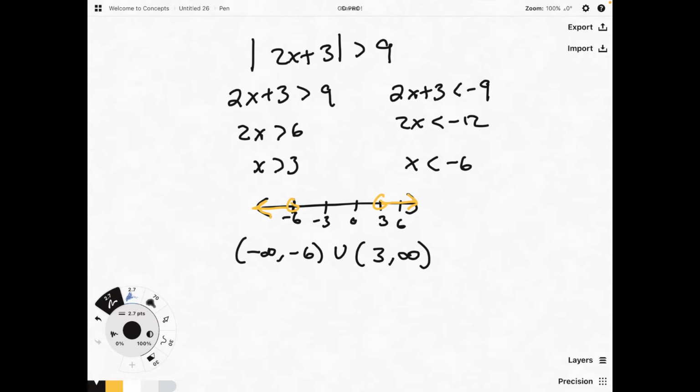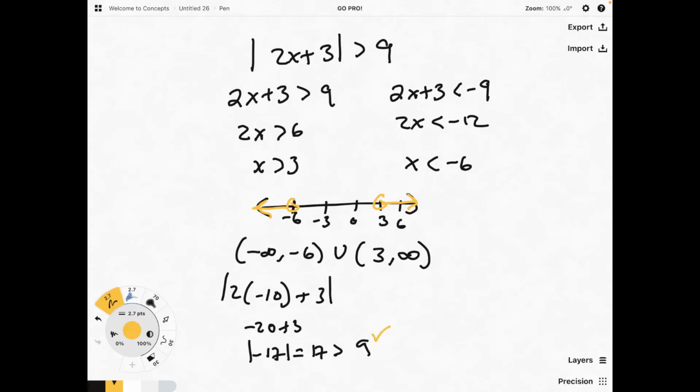If we wanted to check our answer, we would have to say any value that is less than negative 6. So let's try negative 10. If we try negative 10 into here, we get 2 times negative 10 plus 3. If this is the absolute value, then we get negative 20 plus 3, which gives us negative 17. The absolute value of negative 17 is equal to 17 because it's 17 units away from 0, and this is greater than 9, and that checks out.